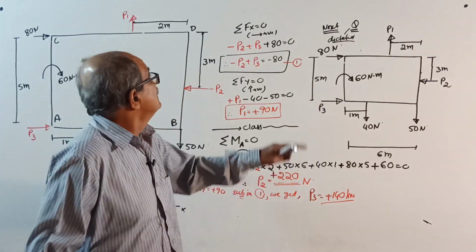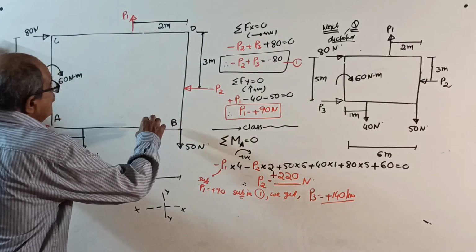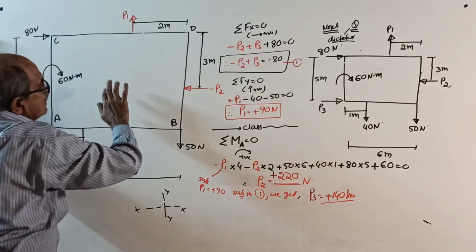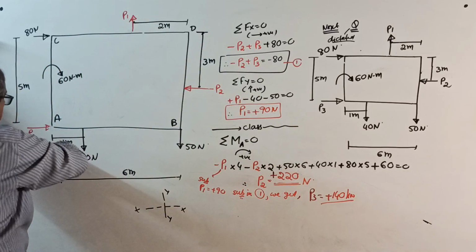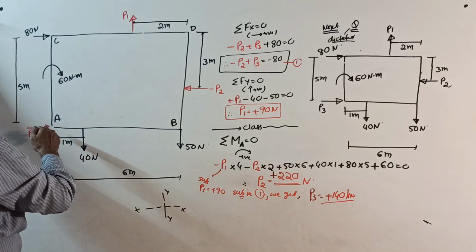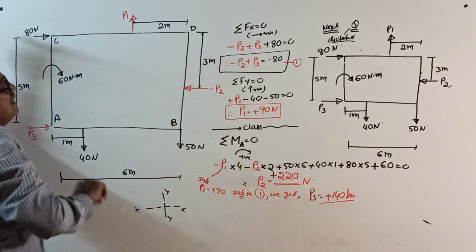Now, start. Sigma Fx = 0. P1 is upward, don't consider. Minus P2 plus P3, then plus 80 equal to 0.